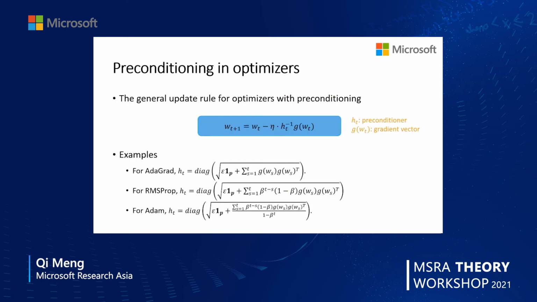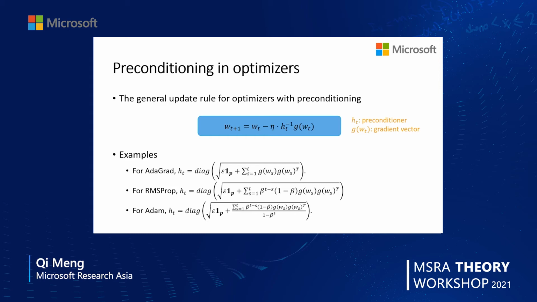First, we'd like to study preconditioning in optimizers. The general update rule for optimizers with preconditioning updates the parameters along the negative direction of the gradient vector with a preconditioned matrix denoted as HT.